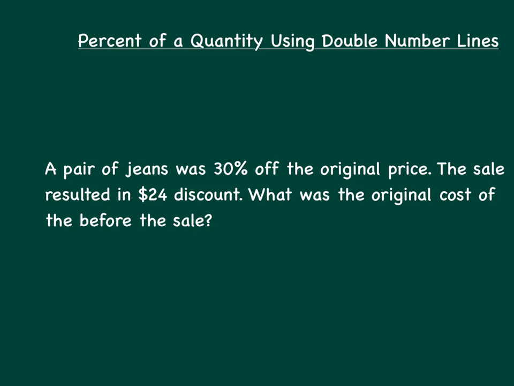A pair of jeans was 30% off the original price. The sale resulted in a $24 discount. What was the original cost before the sale?